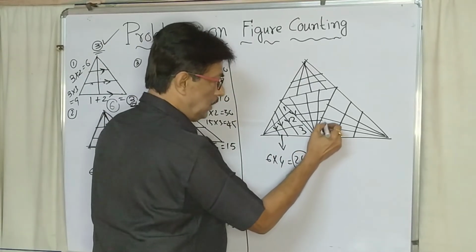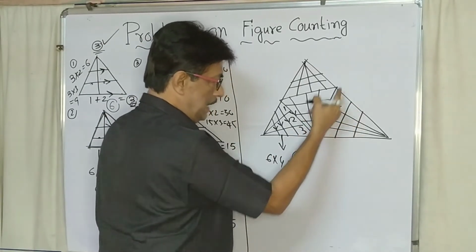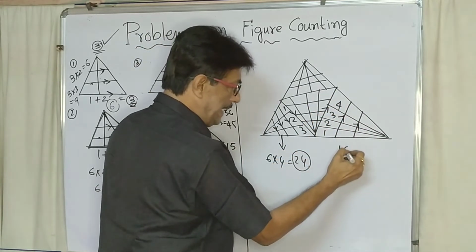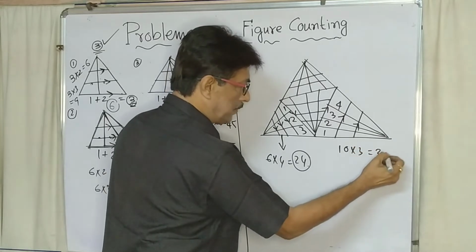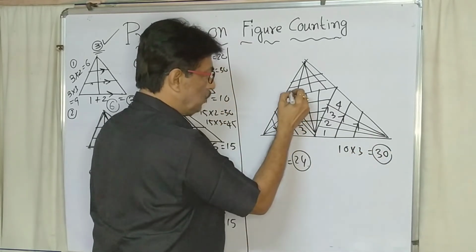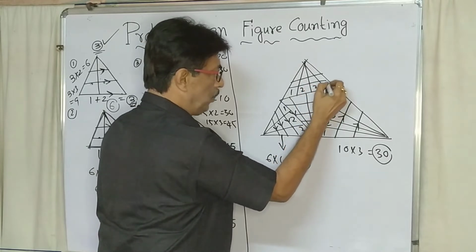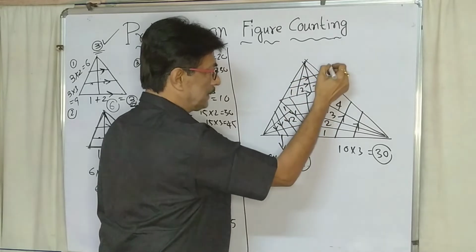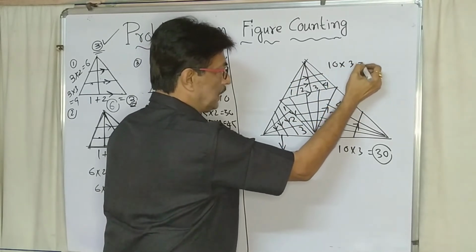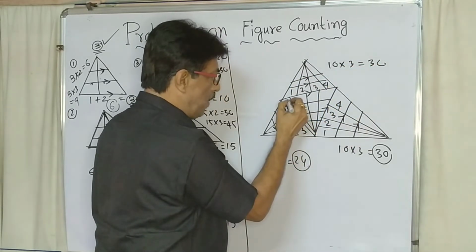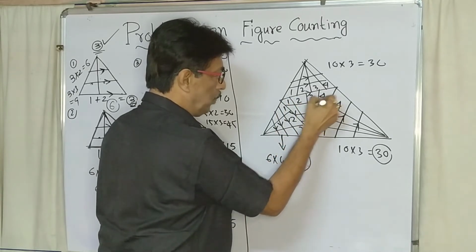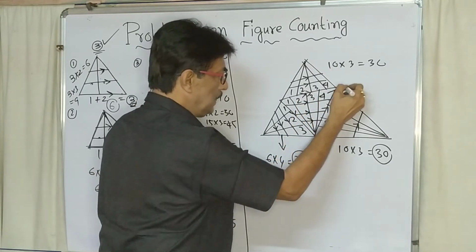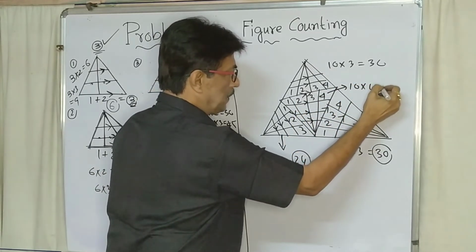Case 2: 1, 2, 3 and 4. If I add these, they are 10, for 1 base, 2 base, 3 base, 10 into 3, 30 triangles. If I take bases 1, 2, 3 and 4, the total is 10 for each base, 10 into 3, total 30 triangles. Now if I take 1, 2, 3 and 4, the total is 10 for 1 base, 2 base, 3 base, 4 base. So 10 into 4 is 40.